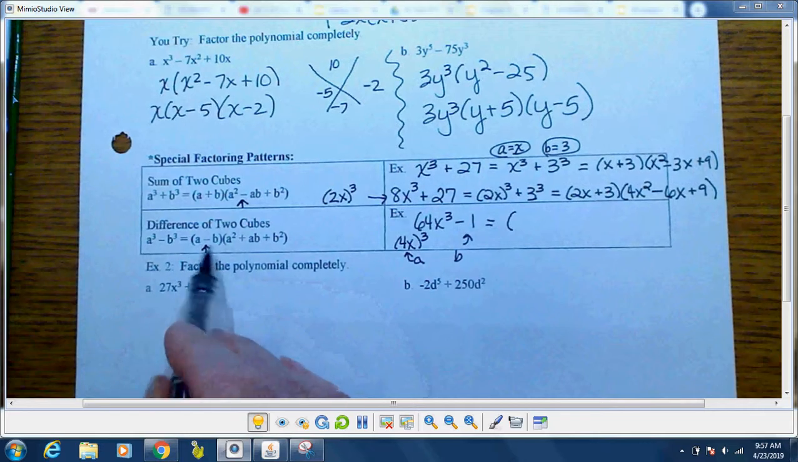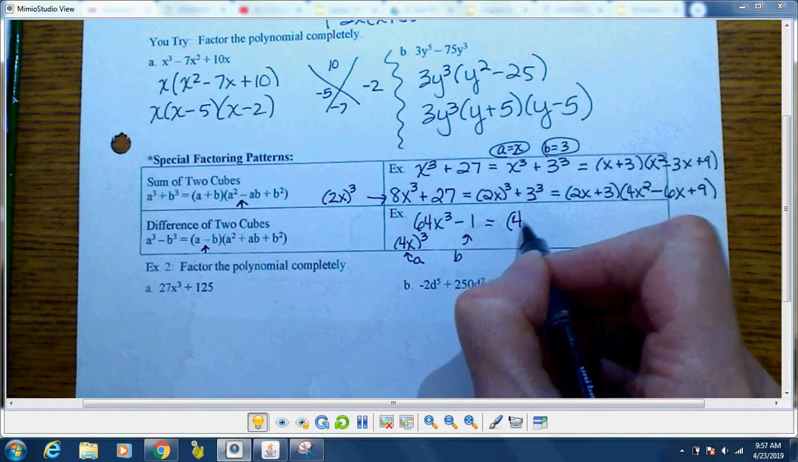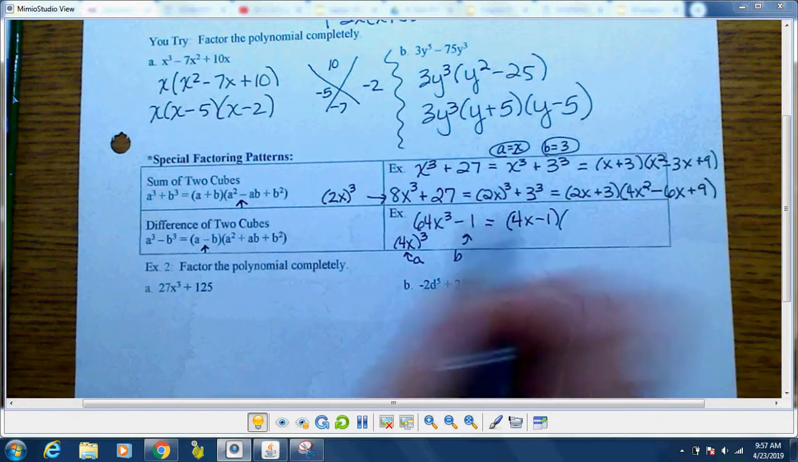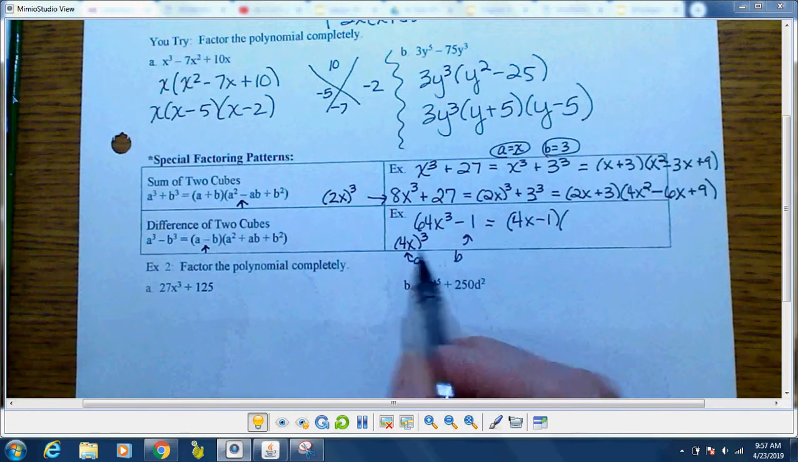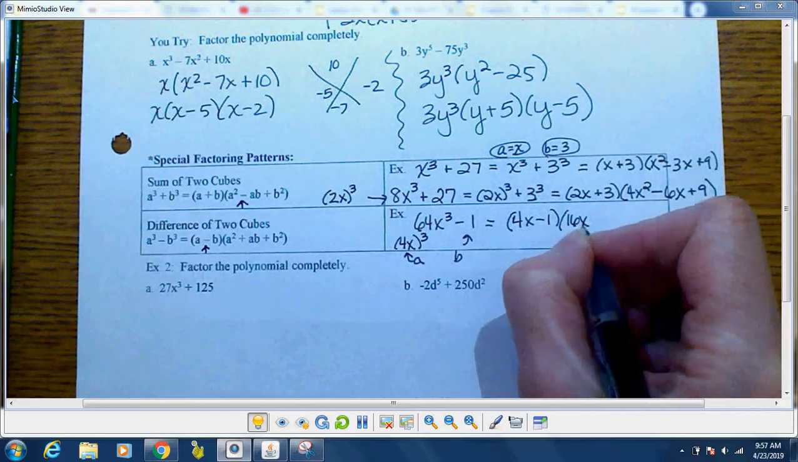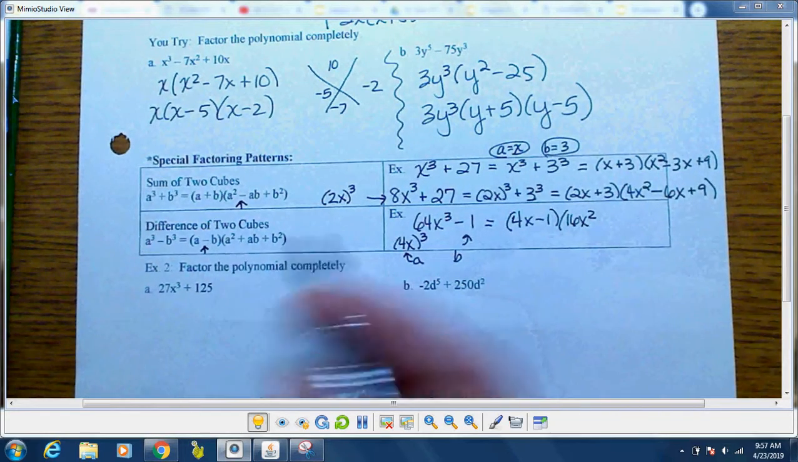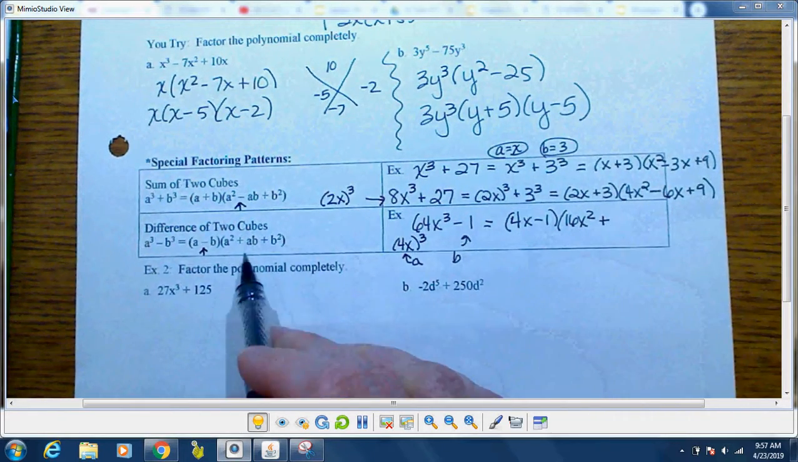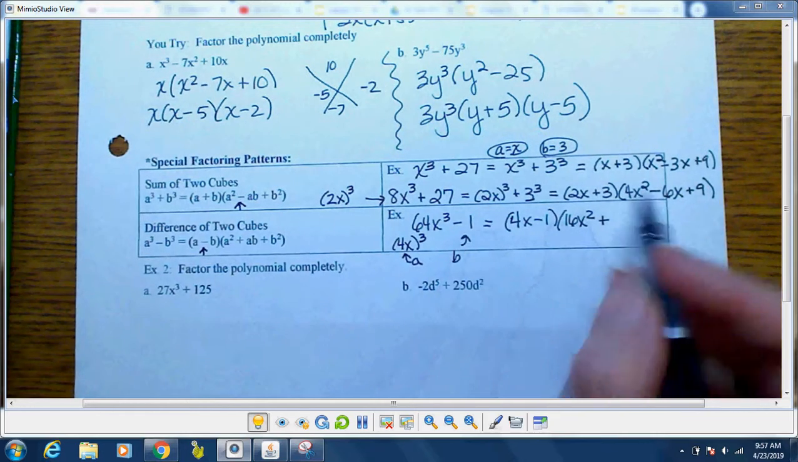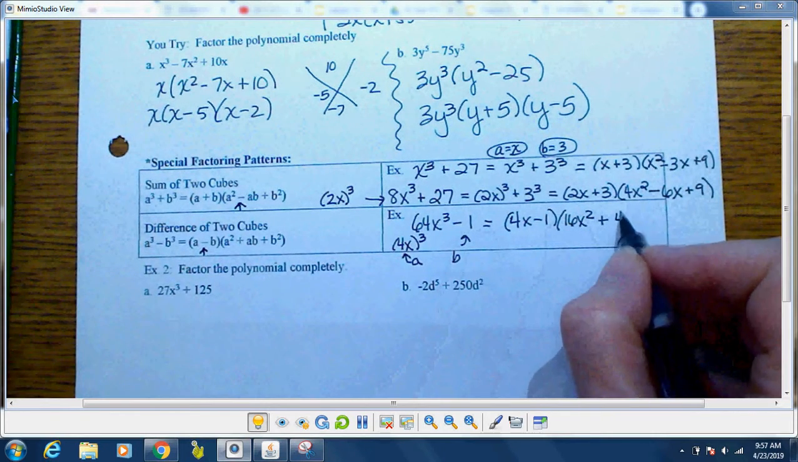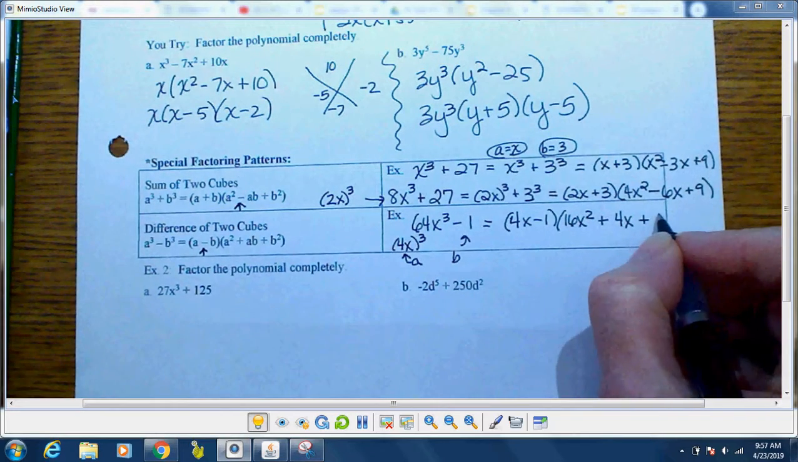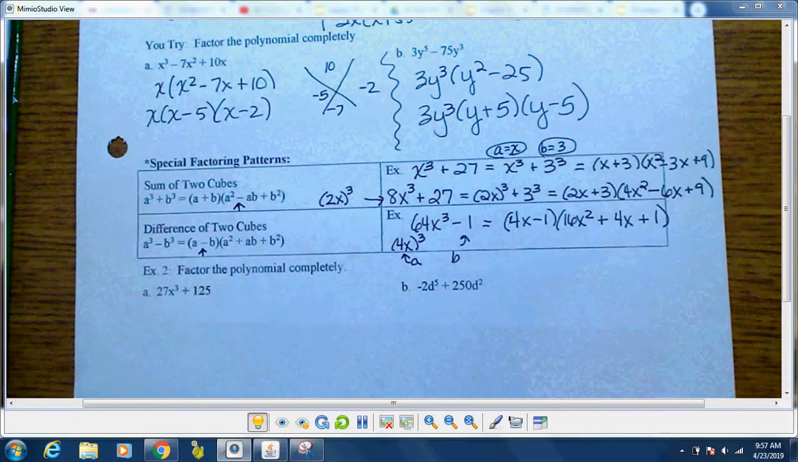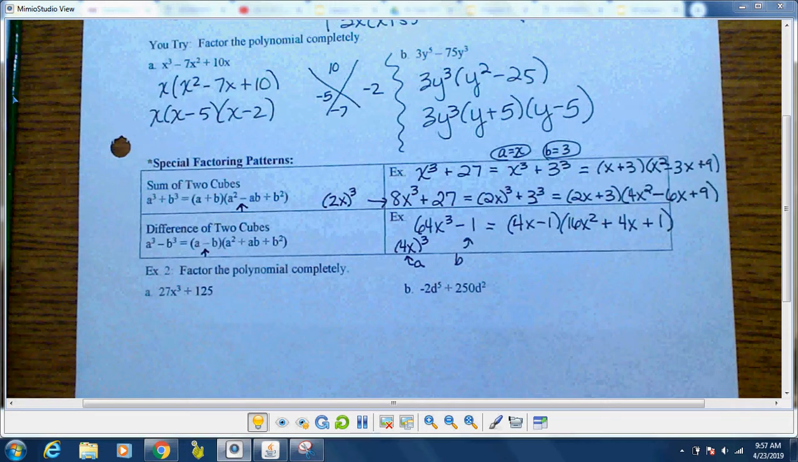So a minus b, 4x minus 1, times a squared. So my a value was 4x. If I square that, I get 16x squared, plus a times b, 4x times 1. So it's just 4x plus b squared. 1 squared is 1. And I'm all set. That's done. It cannot be factored down anymore.